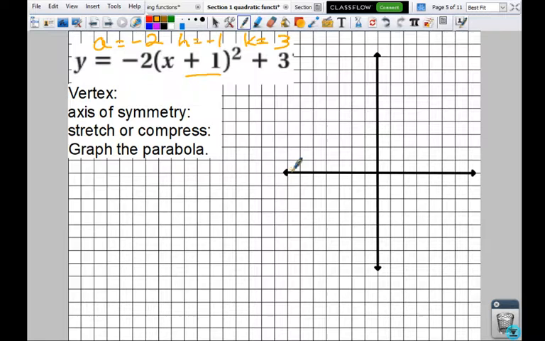Okay, so we are going to make our vertex at H, K. What is that, Jaden? What's my vertex? Negative 1, what? Negative 1, 3. Alright, negative 1, 3 is my vertex.